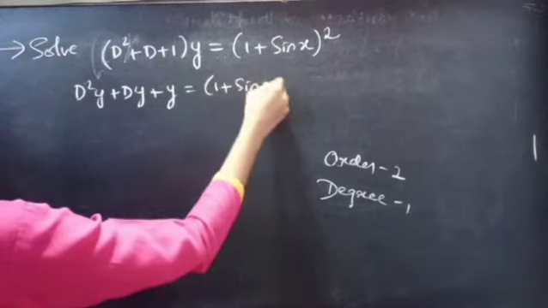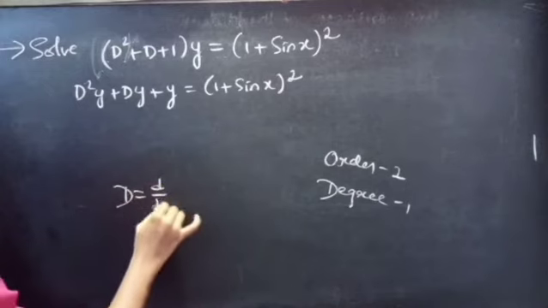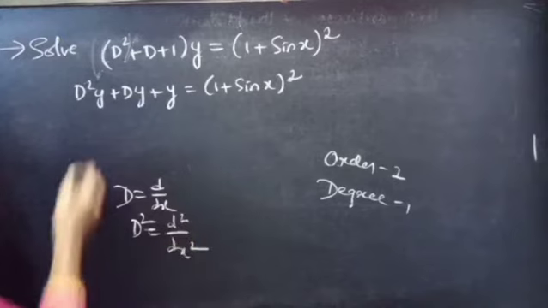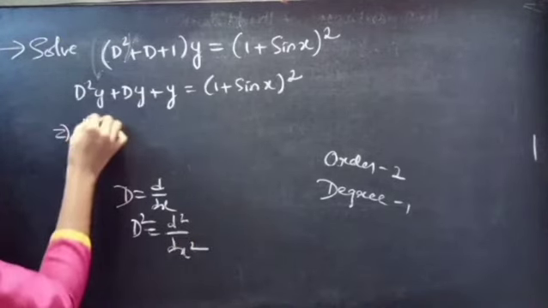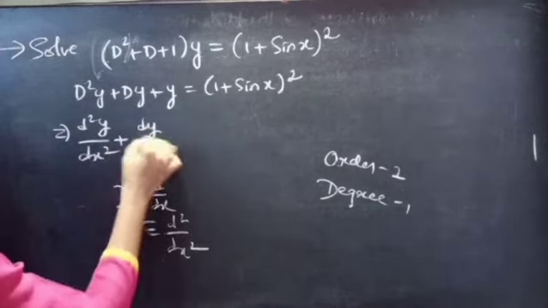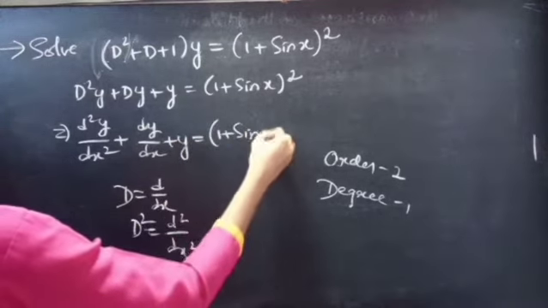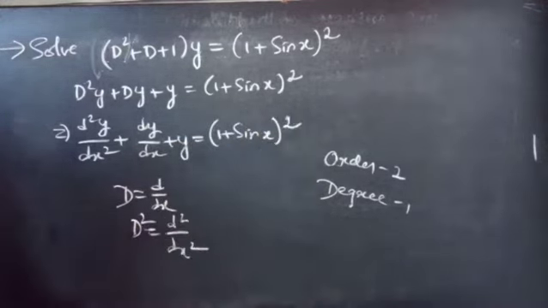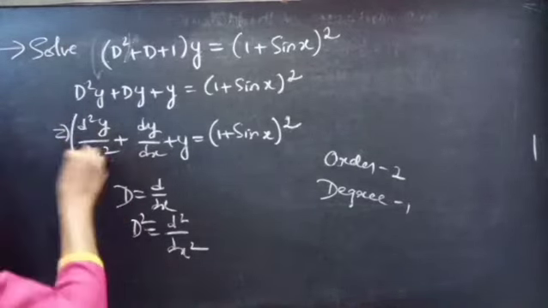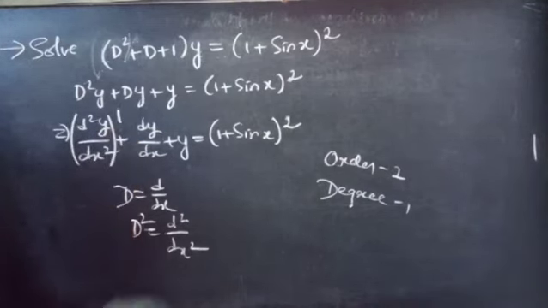We know that D is a differential operator, which is d/dx. D² is d²/dx². Then we can write D²y as d²y/dx² and Dy as dy/dx, plus y equals (1 + sin x)². Now identify the highest derivative. Here d²y/dx² is the highest derivative, so our order will be 2. And the highest power of the highest derivative is our degree. Degree is 1, right?